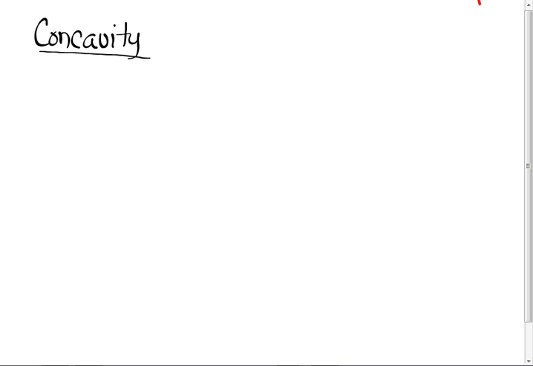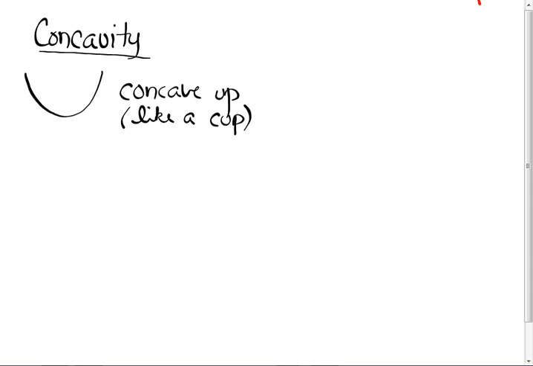Concavity, that's the shape. This is said to be concave up. Why? It's just up like a cup. Concave up like a cup. Is that okay? Tyler? Question? This is concave. Well, I was going to say like a frown.